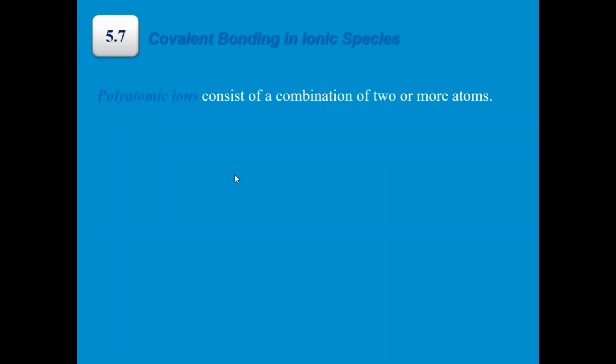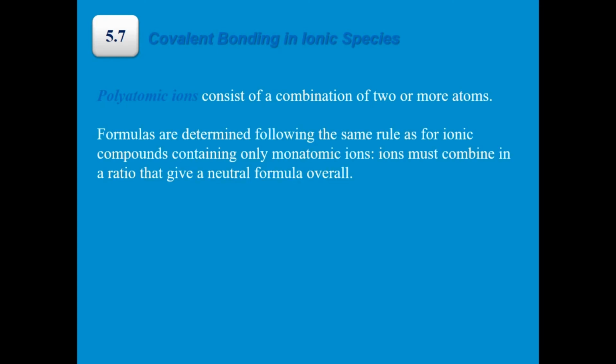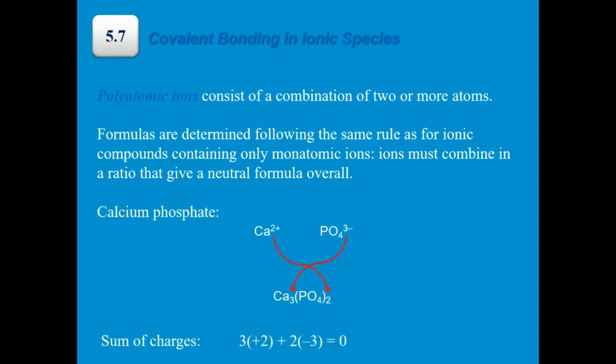There are polyatomic ions that consist of a combination of 2 or more atoms. There's an incredibly long list, but we'll keep it simple. We'll use these only. So they follow the same rule as compounds that contain only monoatomic ions: ions combine in a ratio to give a neutral formula. So calcium phosphate: PO4 3- is a polyatomic ion, and calcium is 2+, so you must put parentheses. The little subscript 2 tells you that you have 2 polyatomic ions.